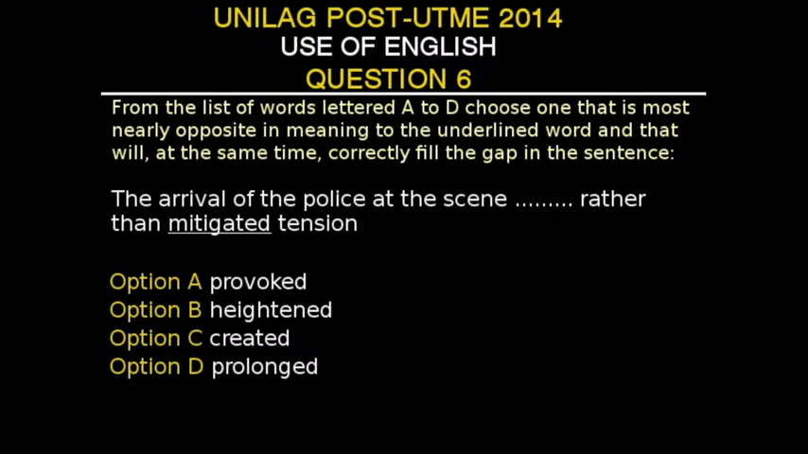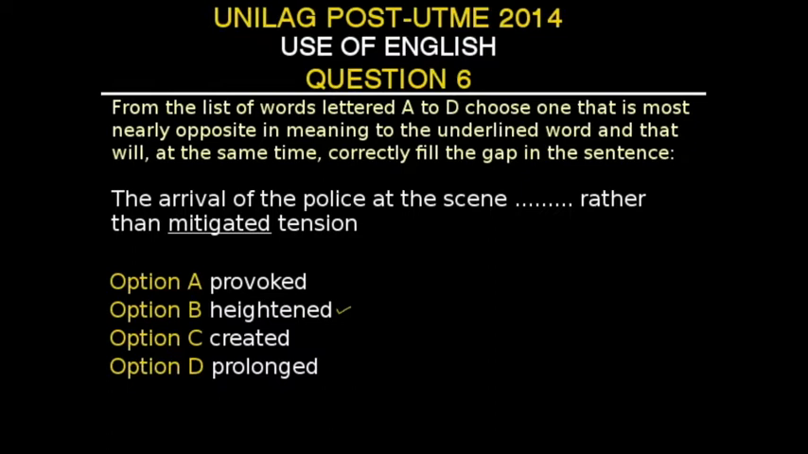Option A, provoked. Option B, heightened. Option C, created. Option D, prolonged. Mitigated is a verb, and it is the past tense of mitigate, which means to make less severe or serious. So the most nearly opposite in meaning that correctly fills the gap is option B, heightened. And heightened means to make or become more intense. And so instead of the arrival of the police at the scene making the tension less severe, it heightened it.